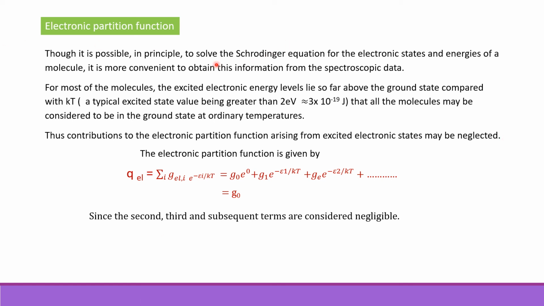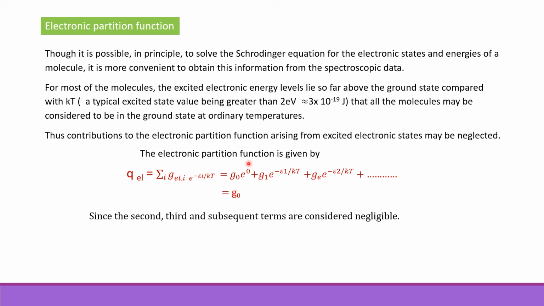Though it is possible in principle to solve the Schrodinger's equation for the electronic states and energies of molecules, it is more convenient to obtain this information from the spectroscopic data. For most of the molecules, the excited electronic energy levels lie so far above the ground state compared with kT, a typical excited state value being greater than 2 electron volts, that is nearly equal to 3 multiplied by 10 to the power of minus 19 joules, that all the molecules may be considered to be in the ground state at ordinary temperature. So the contribution to the electronic partition function arising from excited electronic states may be neglected.